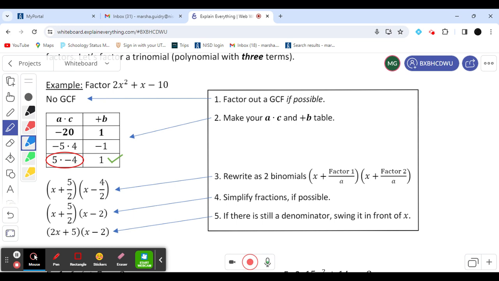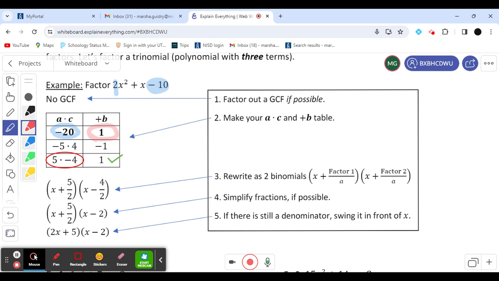So what is our A value? Of course, it's a 2. And our C value is that negative 10 right there. We put that in our table. That gives us negative 20. And then you also want to list your B value over here on the opposite side. That's what you guys are used to doing.